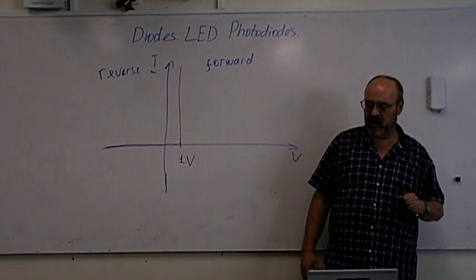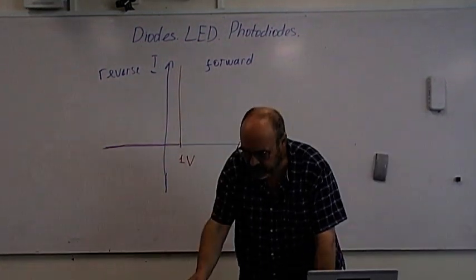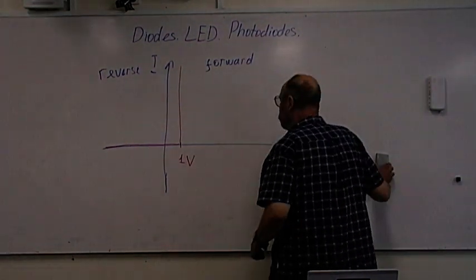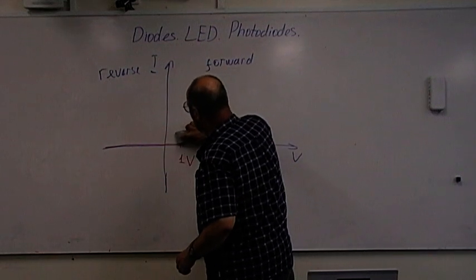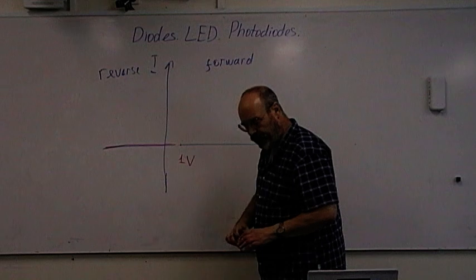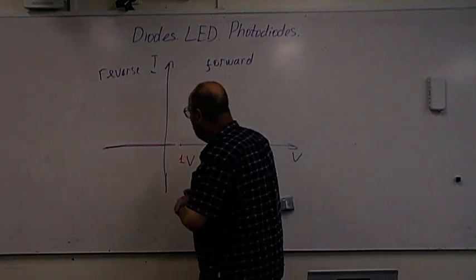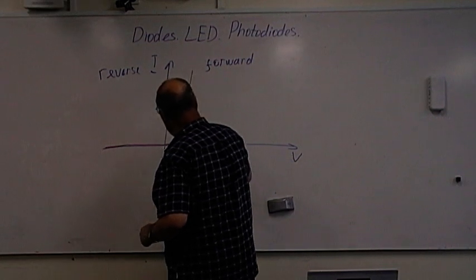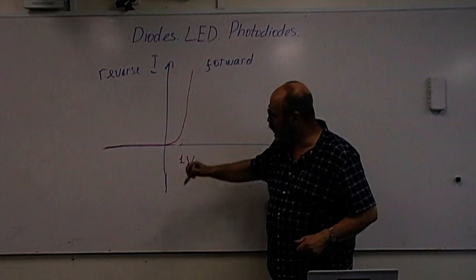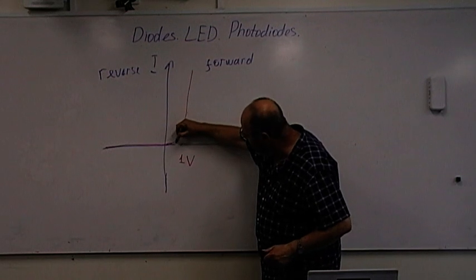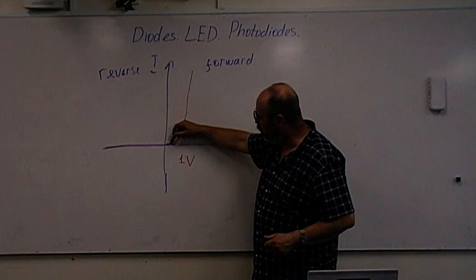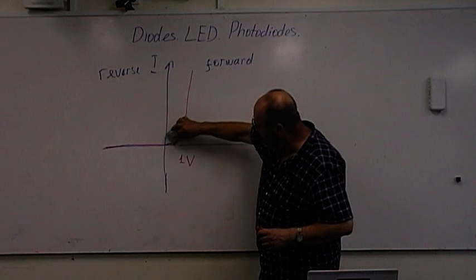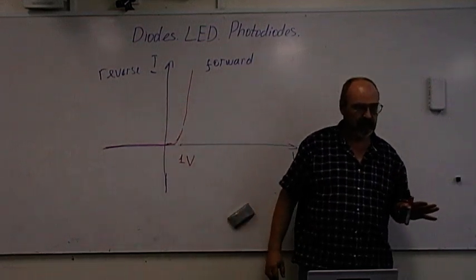Of course, in reality it does not work exactly like that. So, in reality, the current goes like this. It's not completely zero and then vertically up. But for all problem solving, we will be considering the diode as ideal to make it more simple.